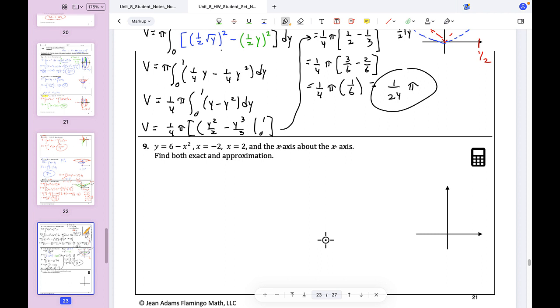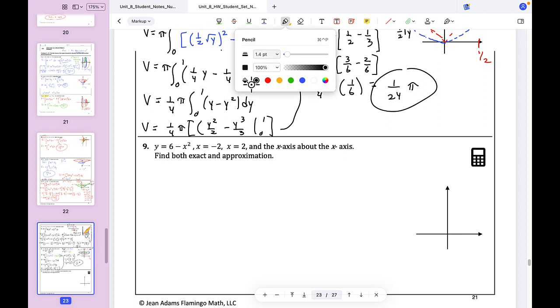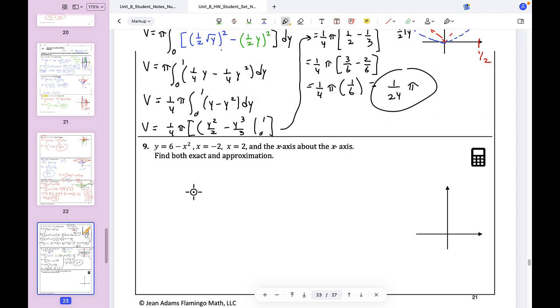I think that we will stop there, because the rest is just more of the same. If you look at this, I'll just step you through this. This has got y equals 6 minus x squared, x equals -2, and x equals 2.